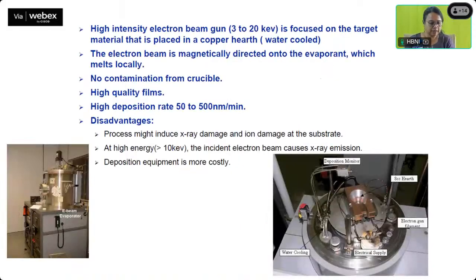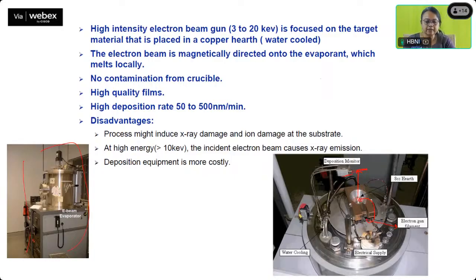So this is basically a photograph. This is the vacuum system, and here we can see the electron gun. The filament is here. The beam comes out and then it falls on the material, which is kept here. This is a thickness monitor, and the electrical supply is there, and the substrate is kept somewhere on the top. So the material will get evaporated, and the film will be formed on the top.